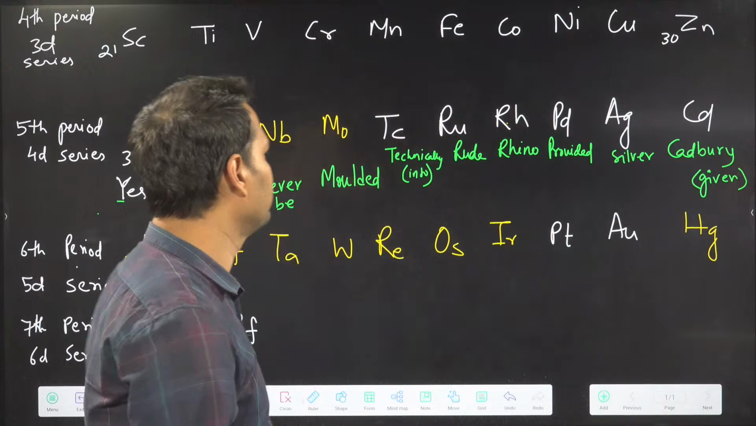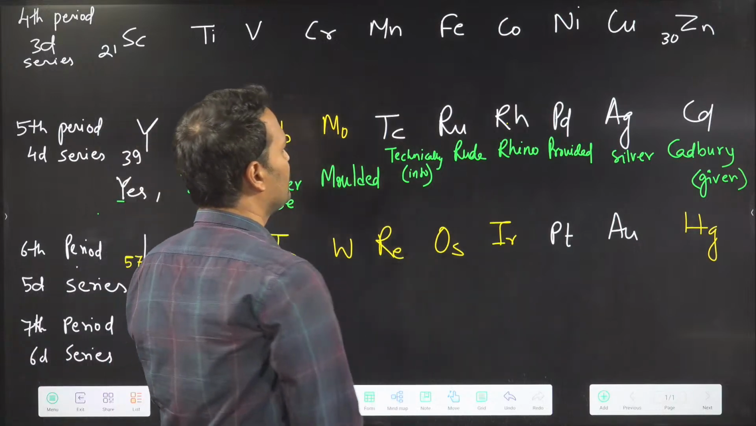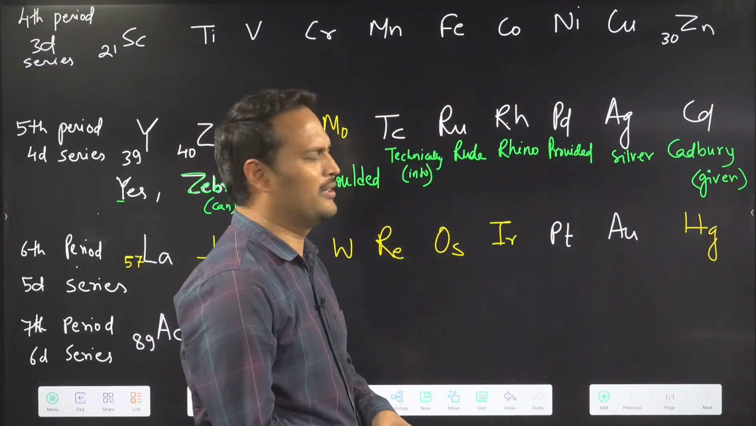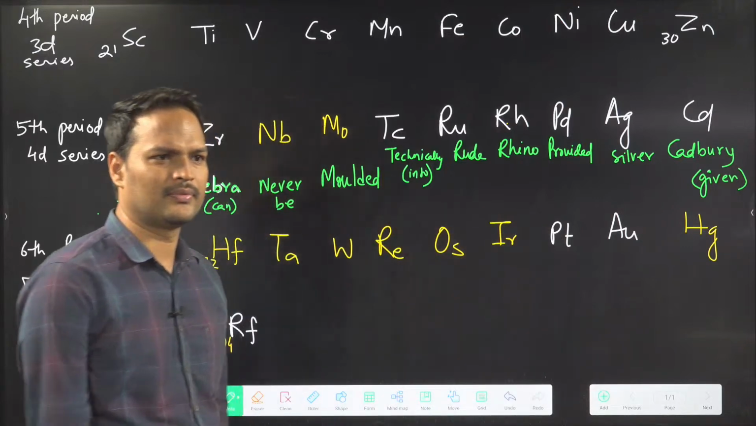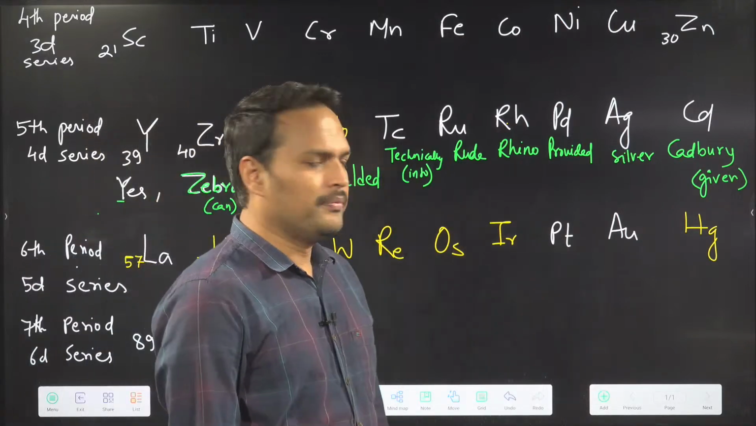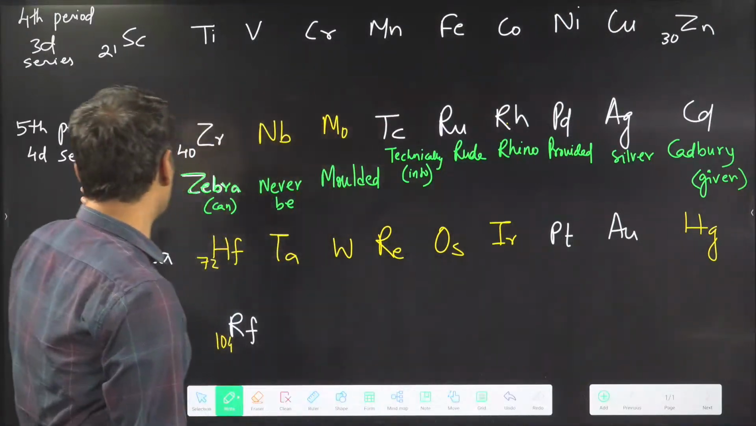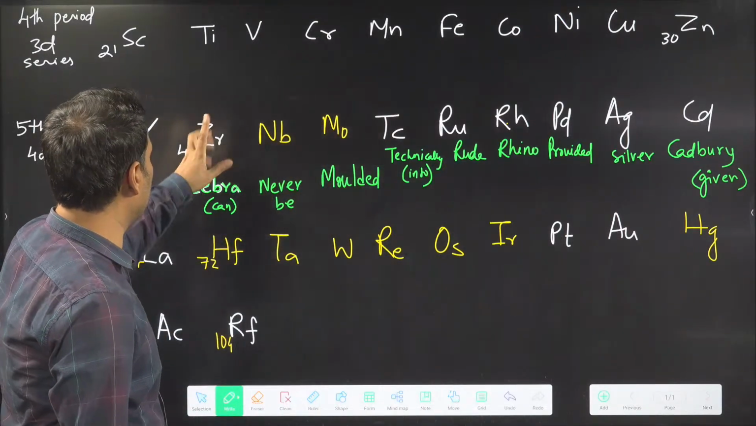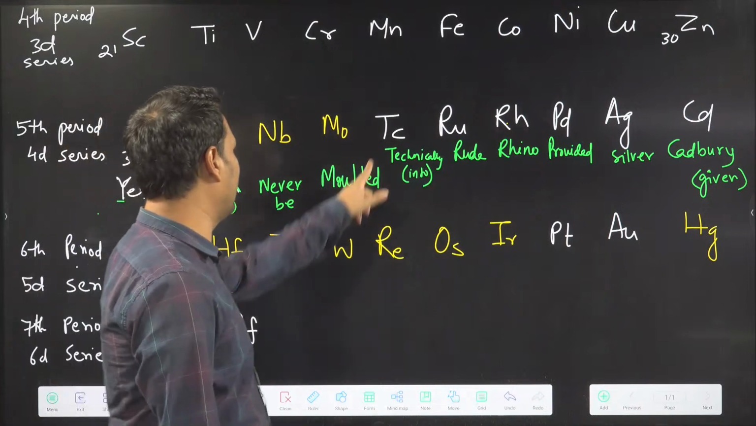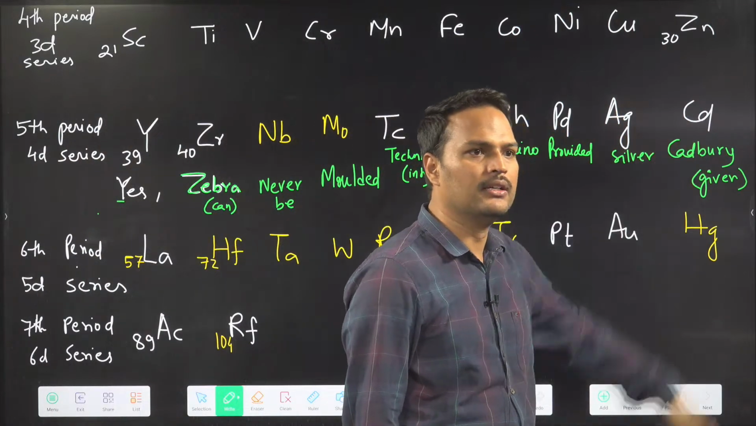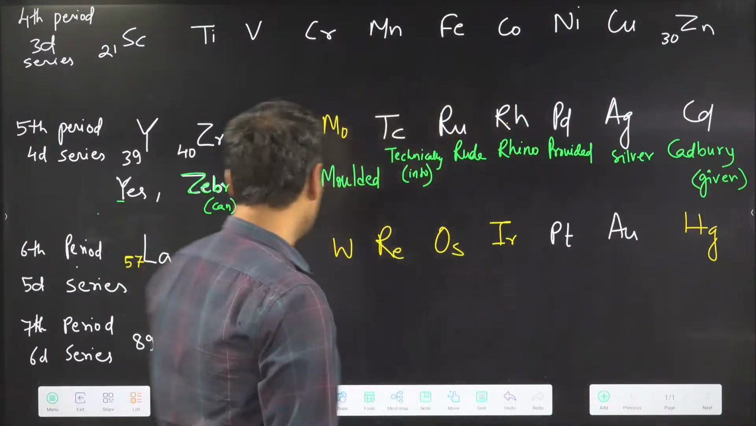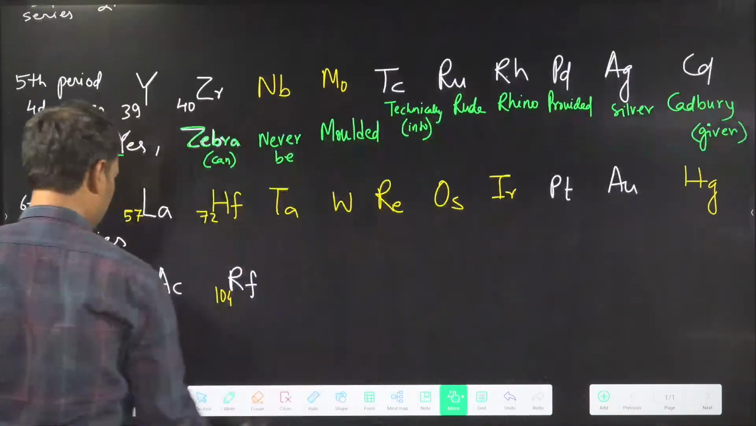ठीक है? Until I add one more word, I have skipped it. ठीक है ना? We are focusing on the words. ठीक है? Clear? So all of you just see it: yttrium, zirconium, niobium, molybdenum, technetium, ruthenium, rhodium, palladium, Ag, and cadmium. Clear? Now come to the next part.